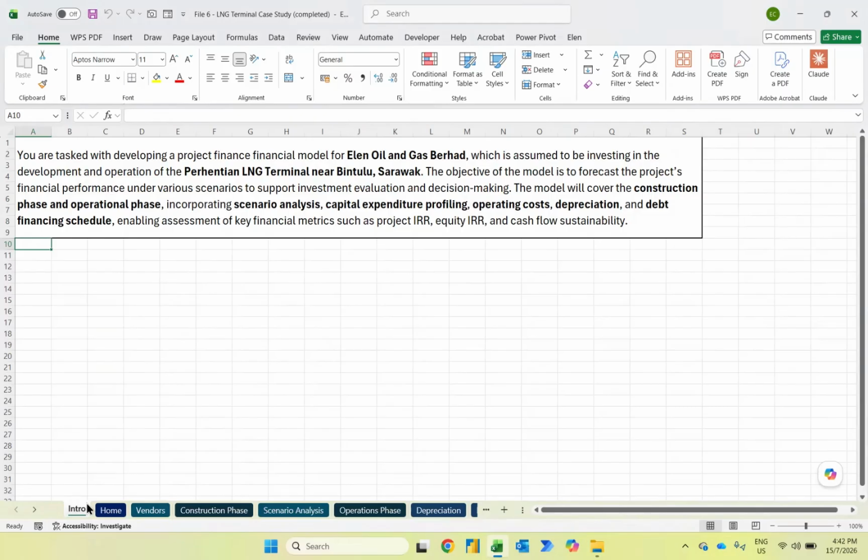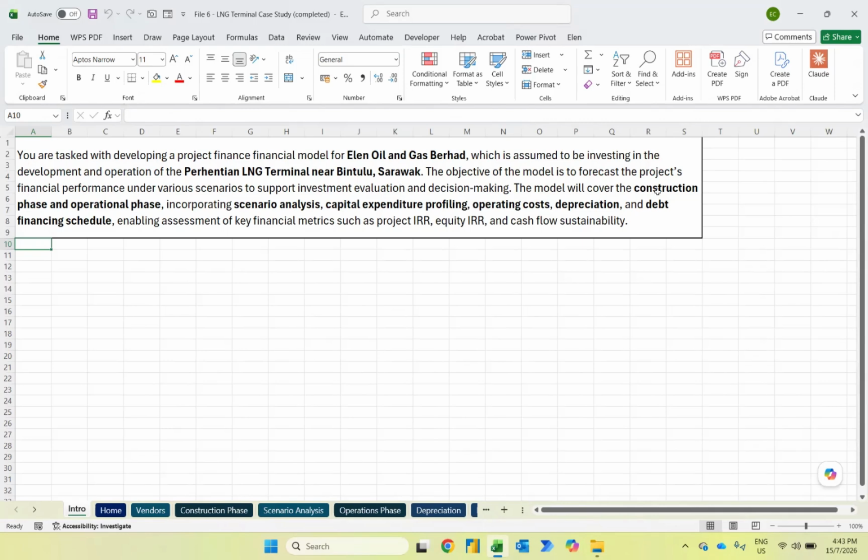So in this video, it's not about preparation, it's just about walking through the financial model. For example, you are working in an oil and gas company, and your manager and your department are going to invest in a project. Basically, they're going to invest in this particular project near Sarawak, and you need to forecast the financial performance of this project with several scenarios, because you want to know the investment evaluation and to enhance the decision making of the company.